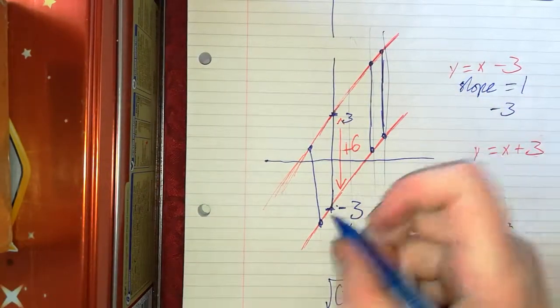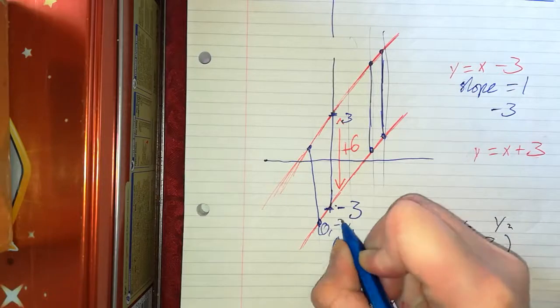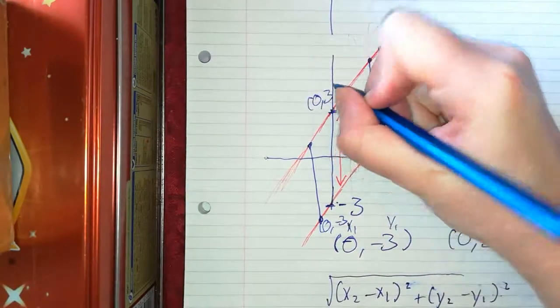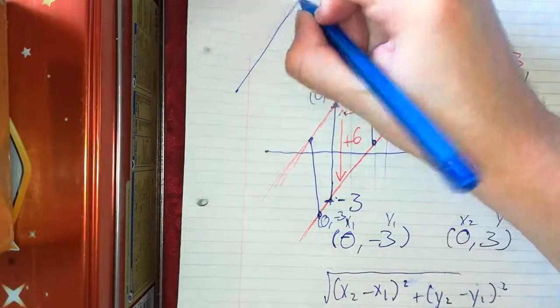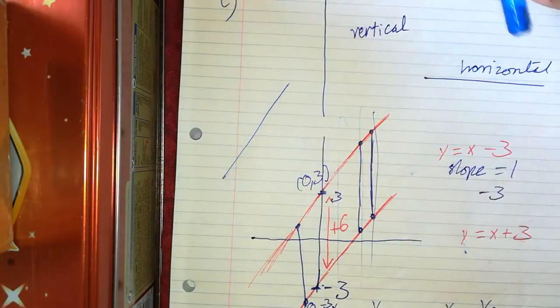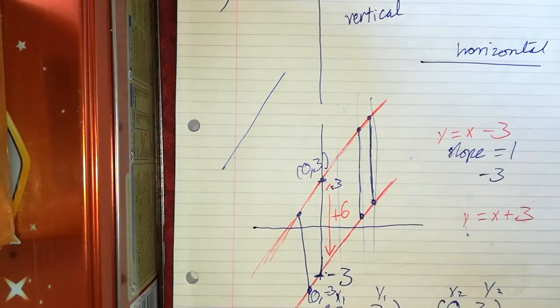I got the exact same answer. When they both have the same x point and I'm just going up, I can literally just count up how much the y changed, but if there is a slant, I have to use the distance formula in order to get the distance. And that is our answer for that. Thank you.